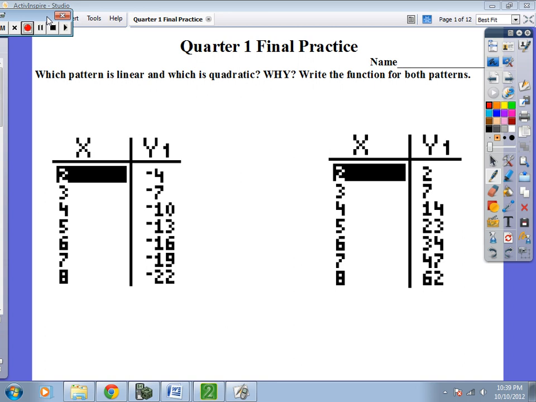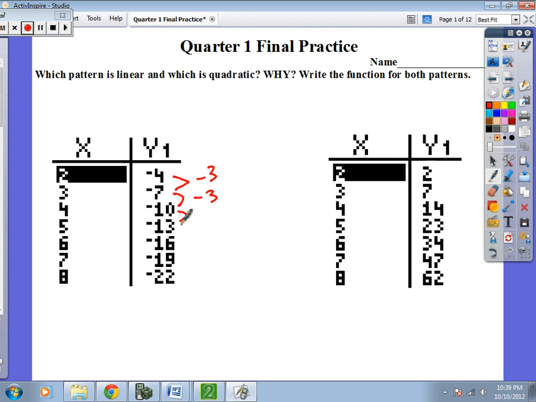Here we go. Okay, this first one, if you got two tables, try and figure out which one's linear, which one's quadratic. Let's start breaking them down. How much changes each time? So -4 to -7, it's going down. It's getting smaller and smaller. So that changed by -3.